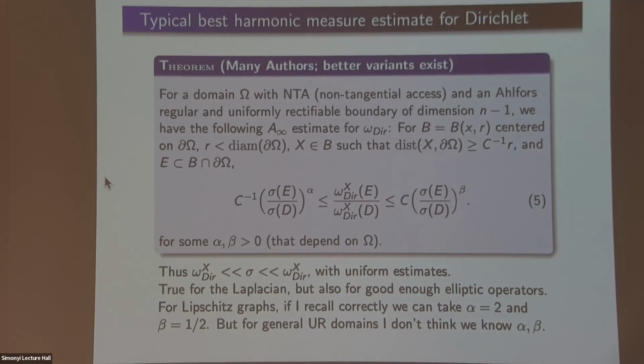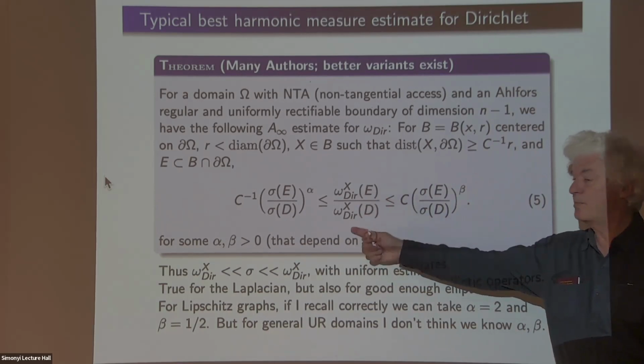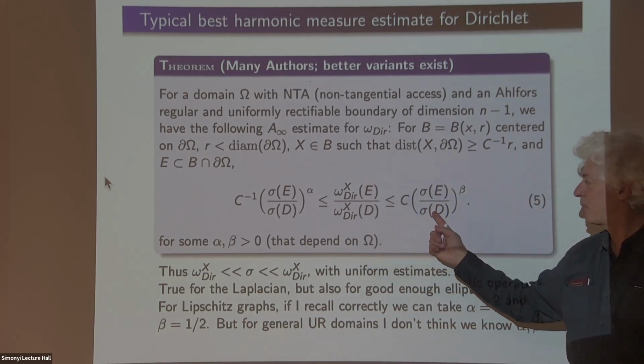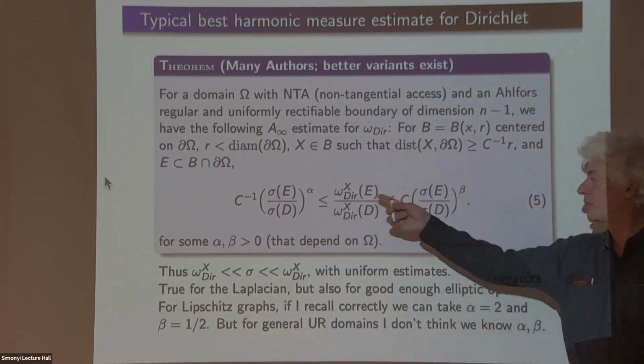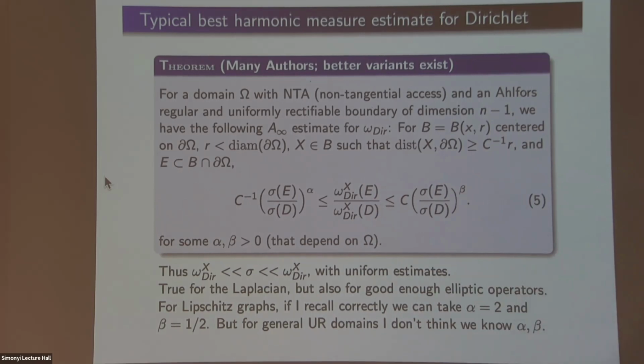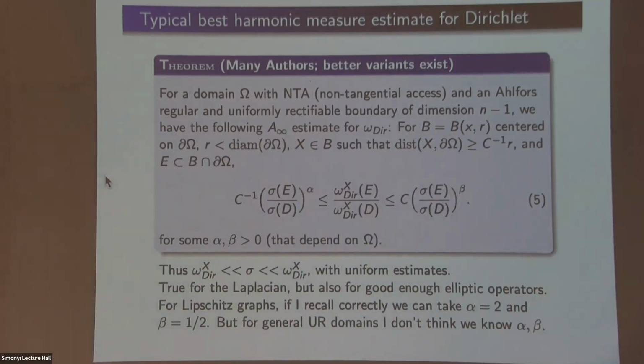The typical estimate, assuming all the things that I was talking about, which is non-tangential access and uniform rectifiability, is that the ratio that I'm interested in here is comparable with powers of the ratio of surface measures. And usually we don't know what's the optimal power. And that's what we call A infinity. No question about that? So it's just a way of saying, when I control the measure of a set E divided by the measure of a set B, I control its harmonic measure, and the other way. So that's supposed to be the very good result, and that's what we look for.